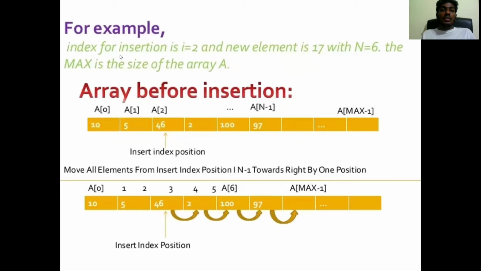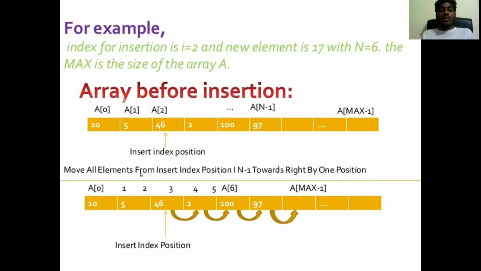For example, the index for insertion is I equal to 2, and the new element is 17, with n equal to 6. Here max is the size of the array. The array before insertion: at index 0 is 10, index 1 is 5, second index 46, third index 2, fourth index 100, fifth index 97, and so on. Here we should insert at index 2 the element 17.